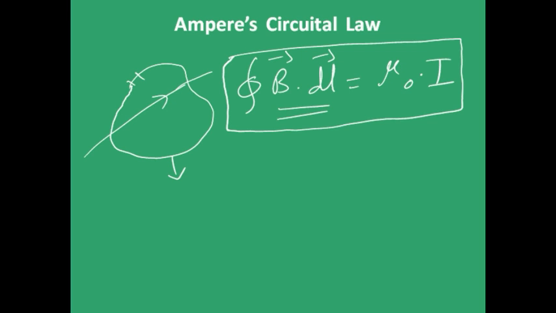Okay. Now, I'll try to take advantage of this law to find the magnetic field due to an infinite wire. What I'll do, consider a wire carrying a current I. Of course, this is an infinite wire. I'll assume this circle as my Amperian loop, and my current carrying wire is passing through its center.